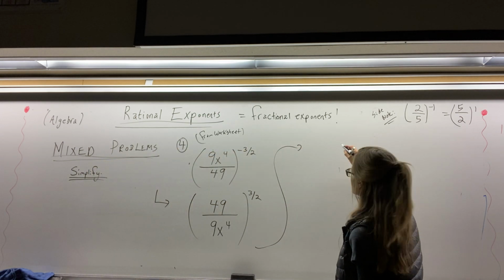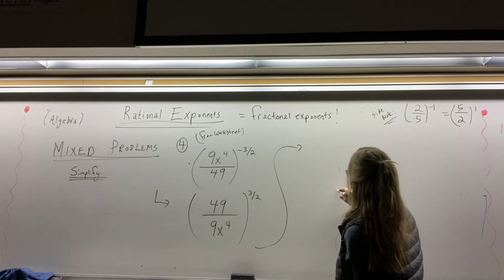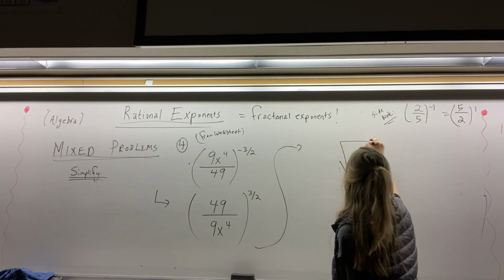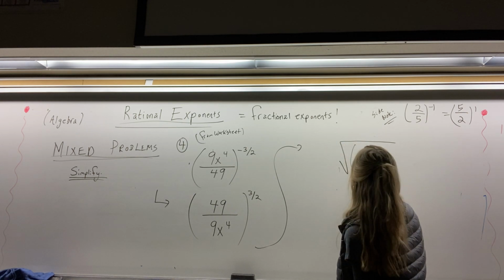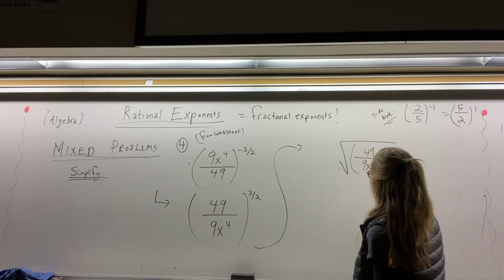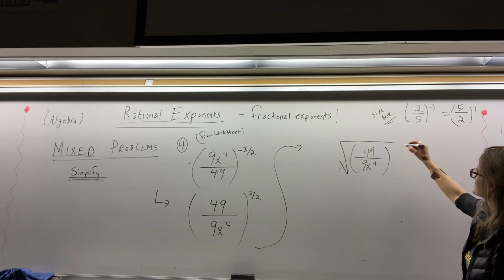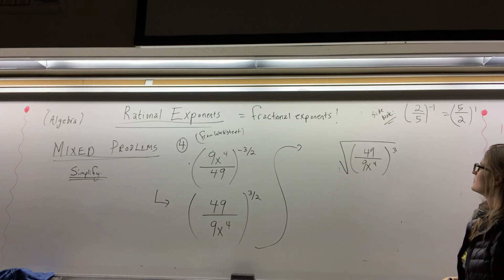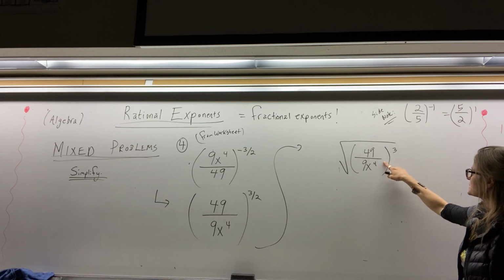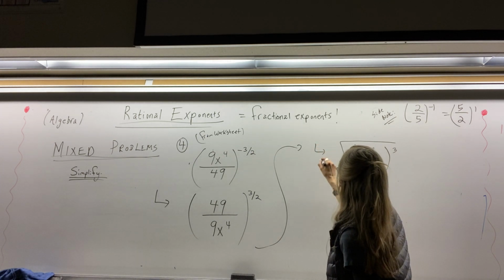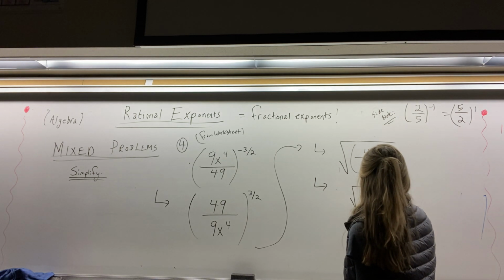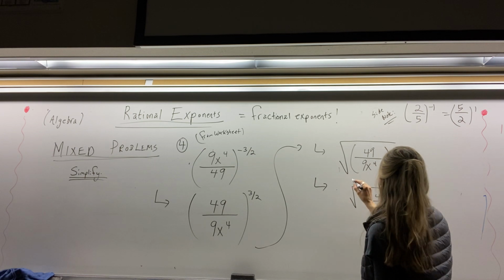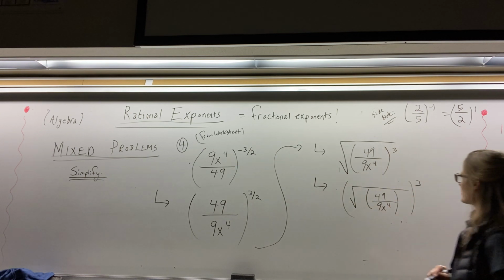I'm going to say, well, this means this whole quantity, the square root of this whole quantity placed to the 3rd power, 49 over 9x to the 4th. Okay, and I'm missing my 3rd power here, which I could put inside or outside. This is also the same thing as 49 over 9x to the 4th power, with all placed to the 3rd power on the outside.